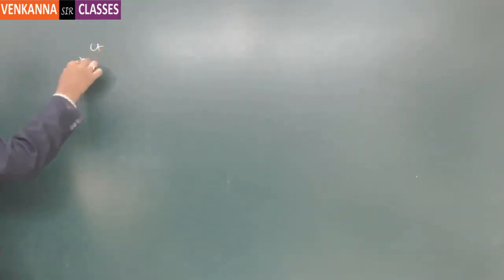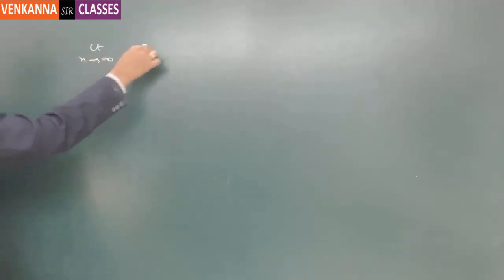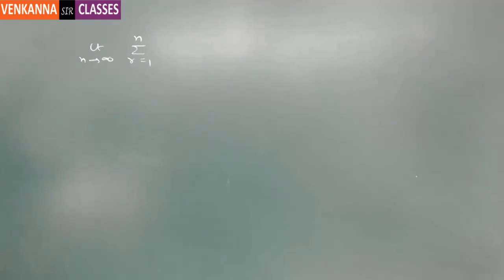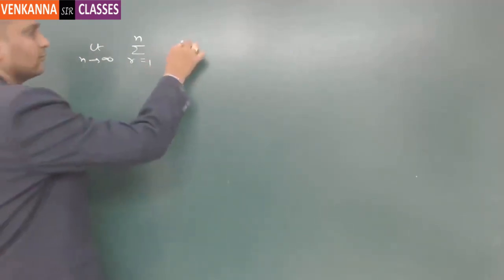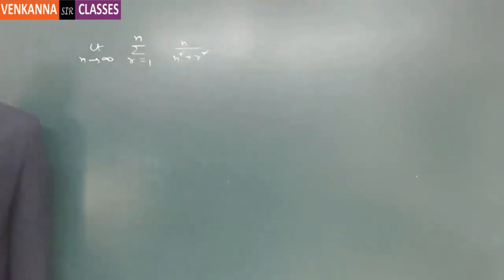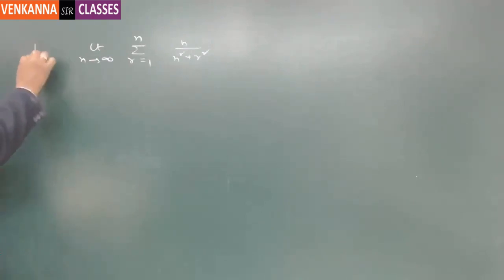Here the question is given as limit n tends to infinity summation r is equal to 1 to n n by n square plus r square. This is the problem given to us. Evaluate.